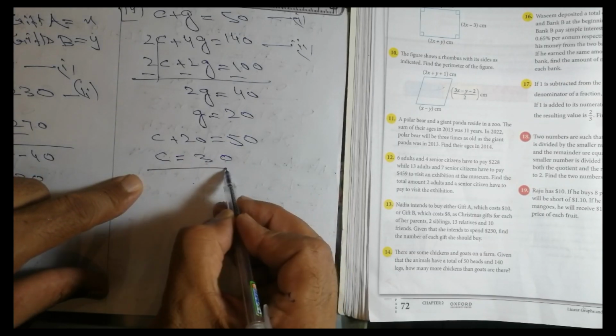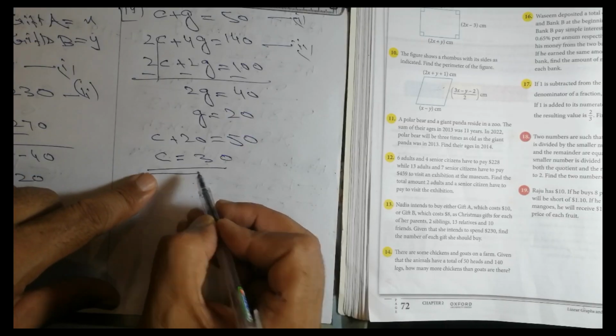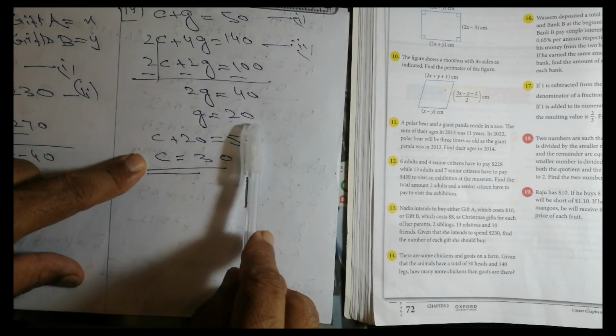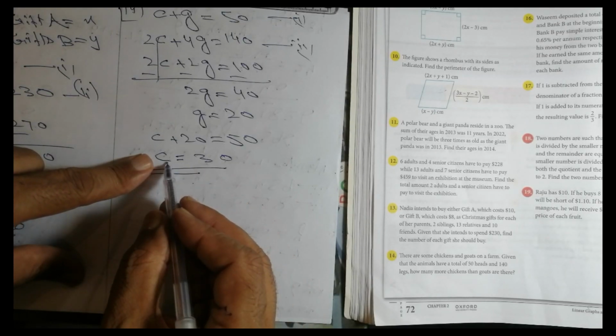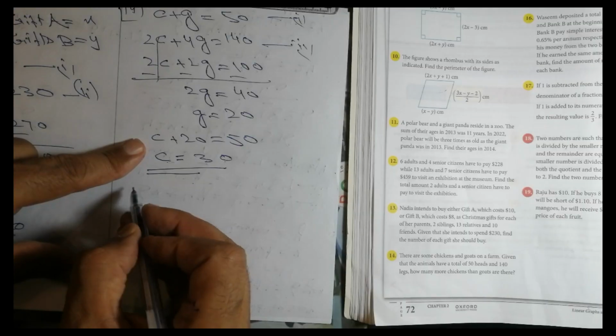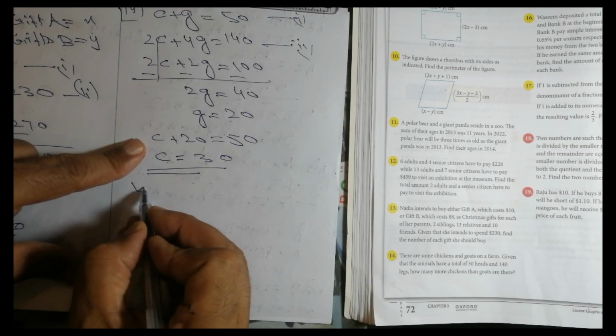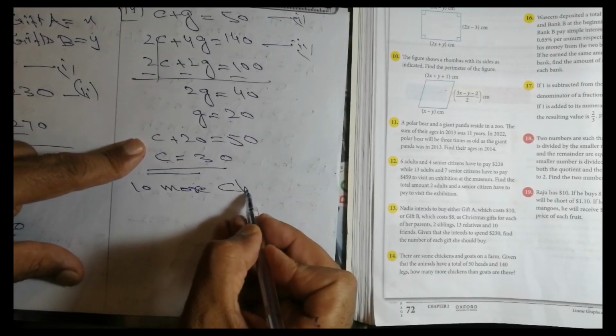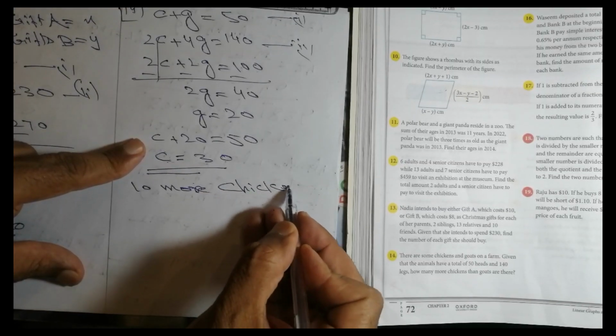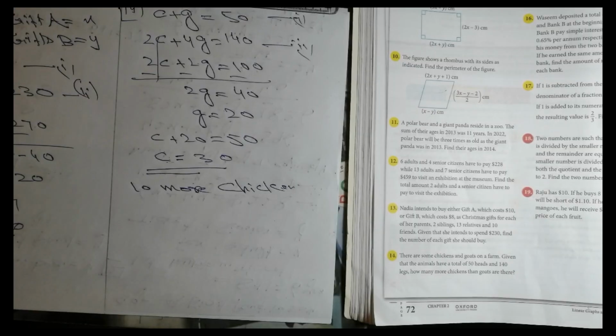So c was the number of chickens and g was the number of goats. So it means chickens are 30 minus 20, I mean that 10 more chickens. There are 10 more chickens. So in numbers, 10 chickens are more there.